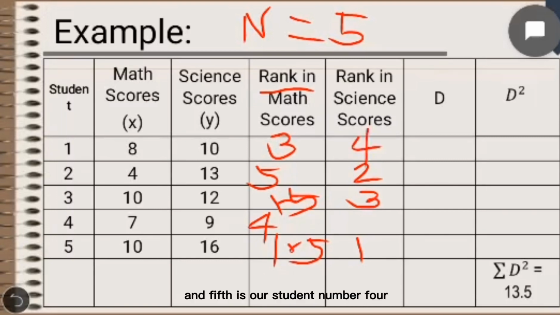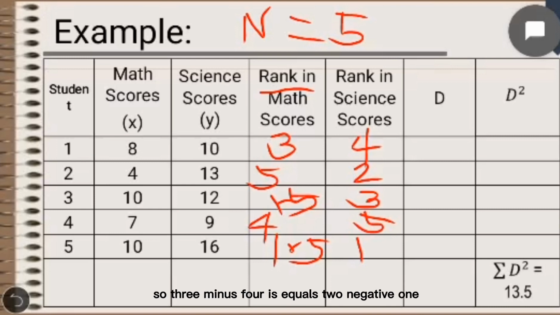And fifth is our student number 4. So that is how we get our RX and RY, or our rank in math scores and rank in science scores. Now, how do we get our D, also known as the difference? To get the difference, dito na tayo magkakaroon ng subtraction. We have to subtract our RX to our RY.